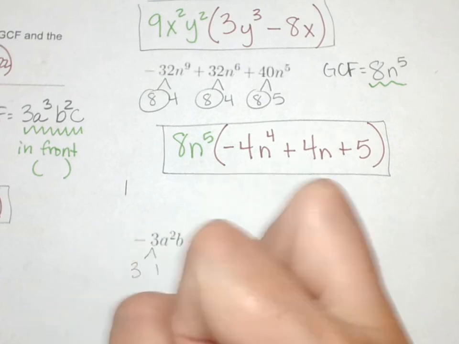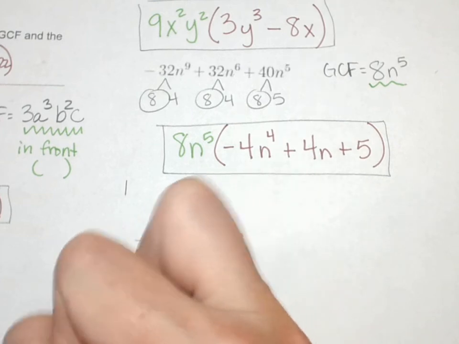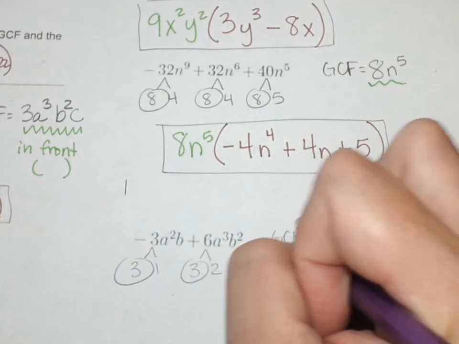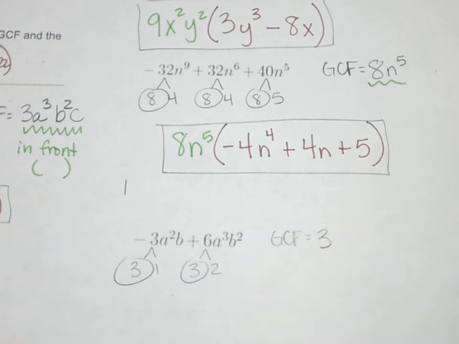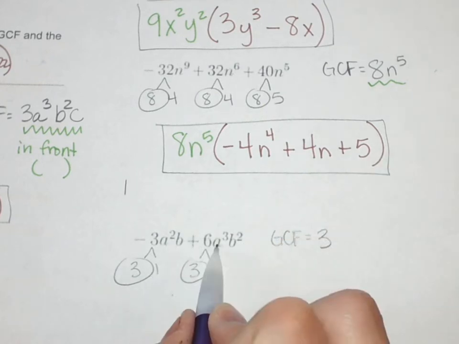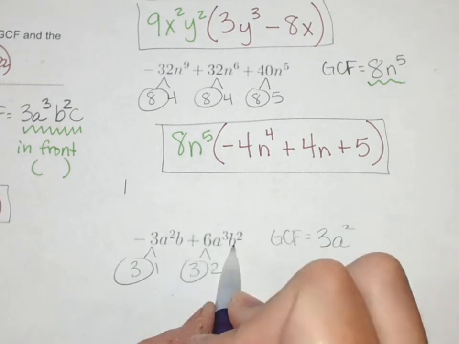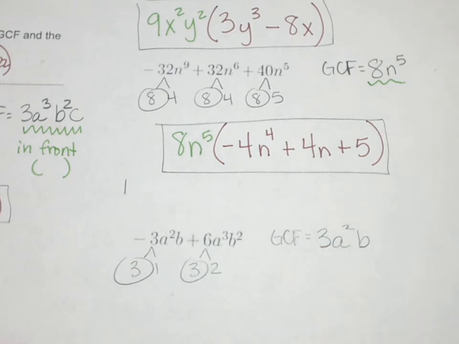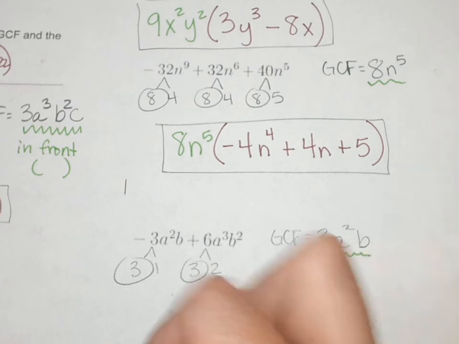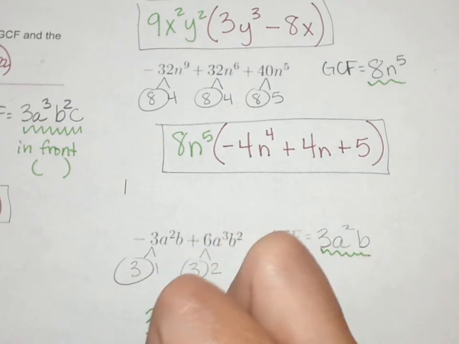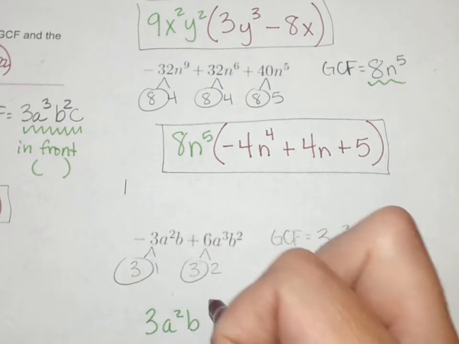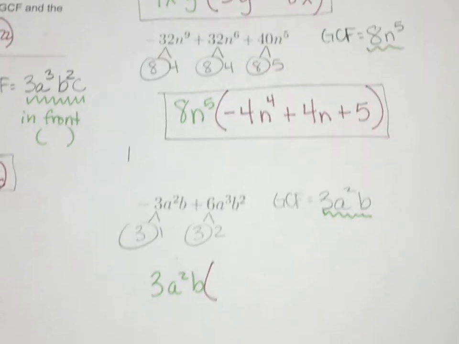Next one, let's look at 3 and 6. Well, that's not too bad. 3 and 1 and 3 and 2. So I have a greatest common factor of 3. Now, a squared and a cubed. So the most I can take is a squared. B and b squared, the most I can take is b. So this is my GCF, 3a squared b.